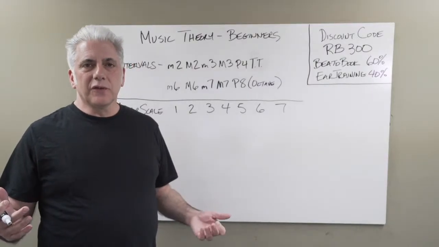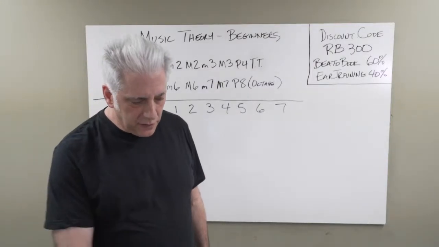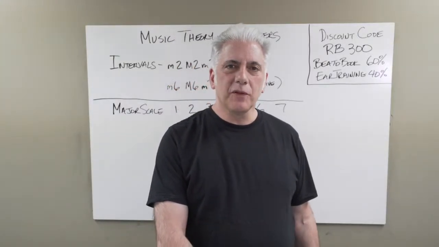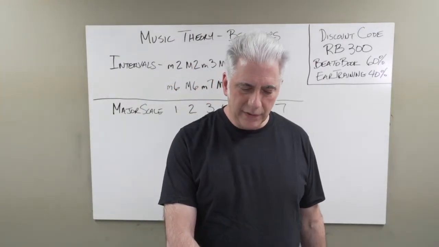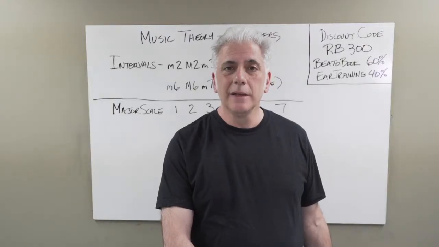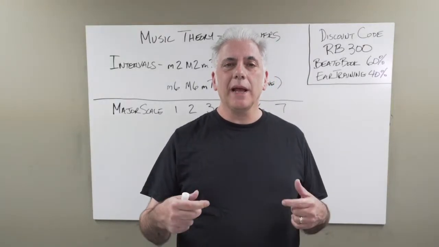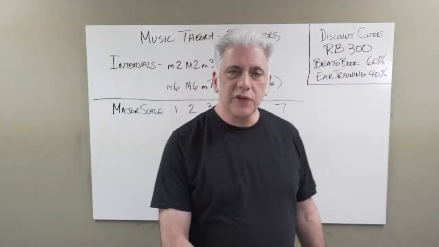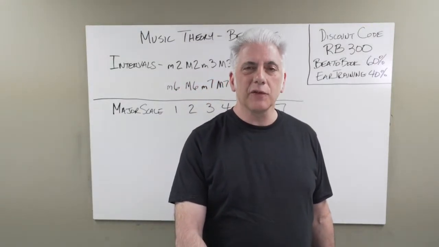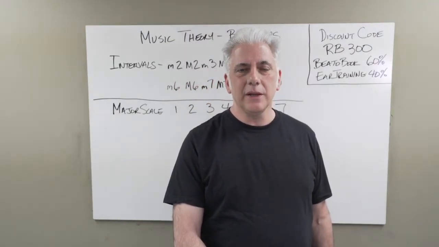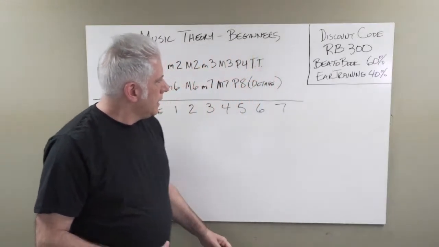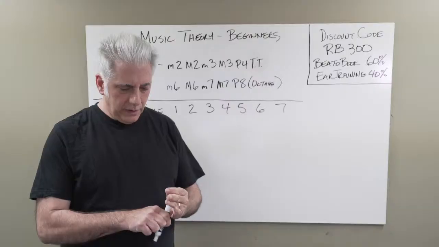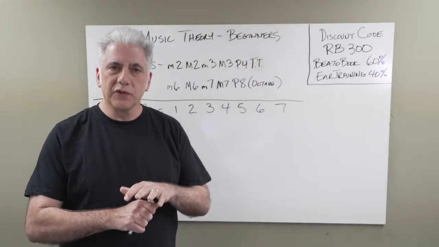Intervals are the distance from one note to the next. If I take the note C on the piano and I move up a half step to the first black key above it, that's C to C sharp or D flat. If it's D flat, you would call that a minor second interval, okay? Then you have C to D is a major second, C to E flat is a minor third, C to E is a major third. This is important to know if you want to learn how to build chords and scales.